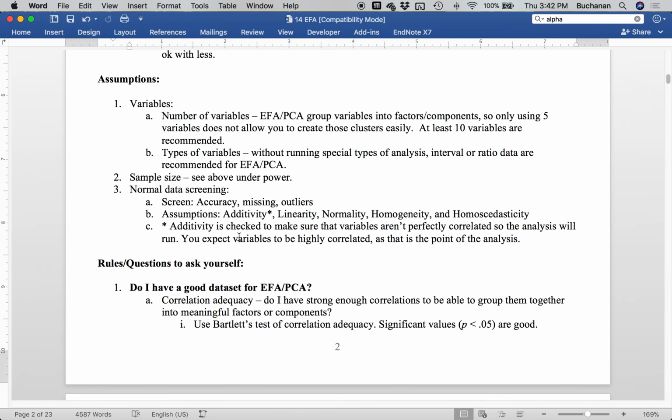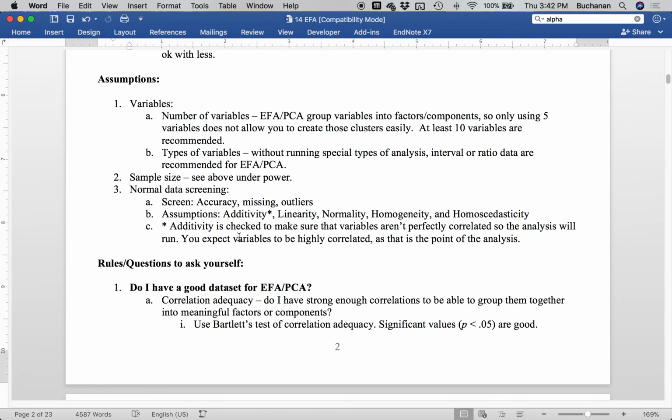So at least 10 variables are recommended. Some of them might be junk that you have to get rid of, and some of them may not work the way you want them to. So the more the merrier here, but keeping a nice balance of items to people. You cannot have more items than people. That's another crucial issue to deal with.